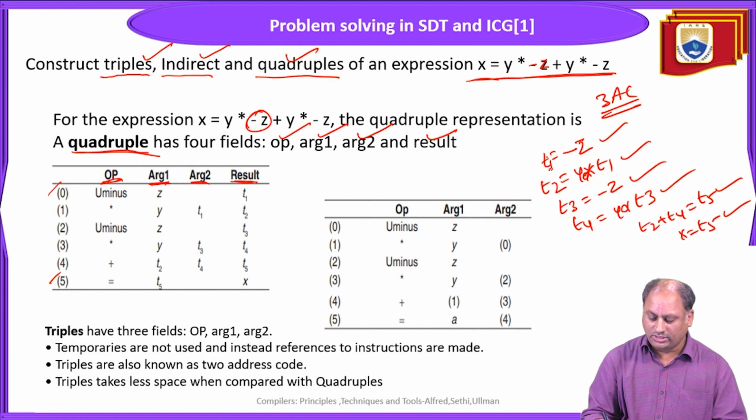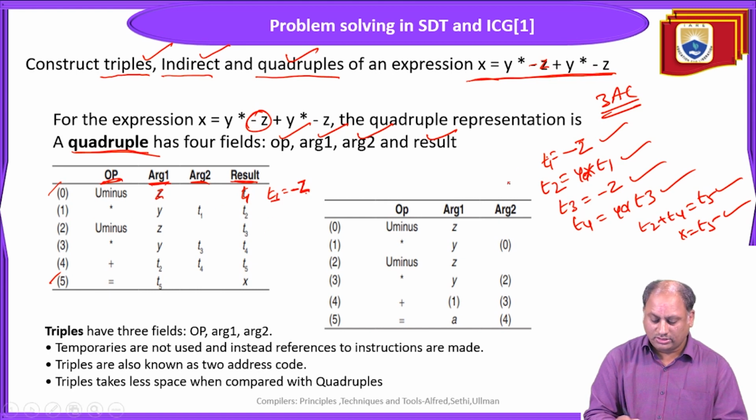So here T1 equal to minus z. Now what is the operand, argument 1, here? The result is stored in T1, so that is the result, T1. The operator is unary minus, and argument 1 is z. Where is argument 2? There is no argument 2, so it is given as empty.